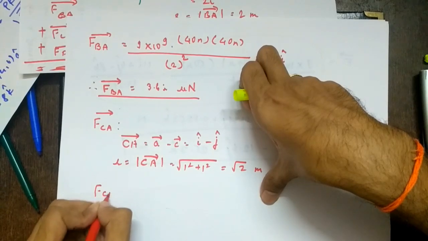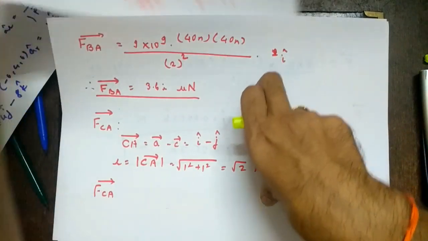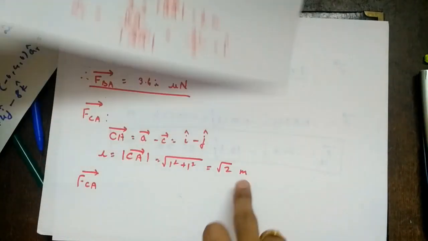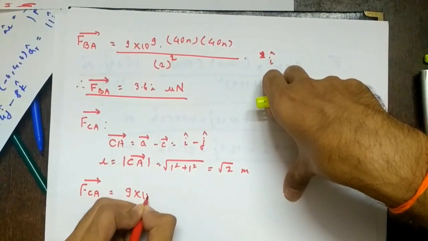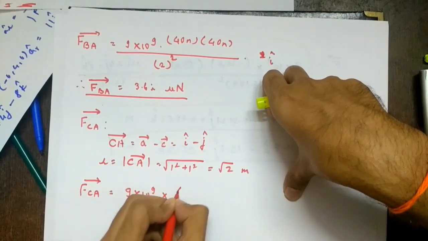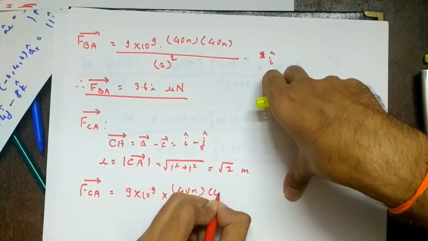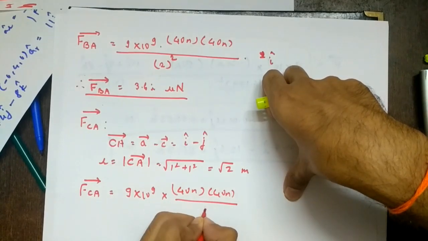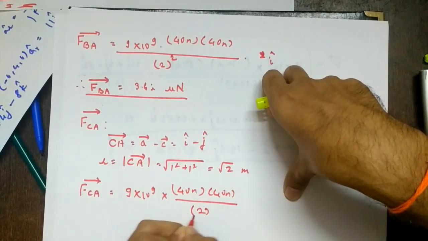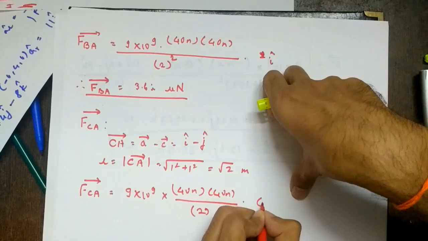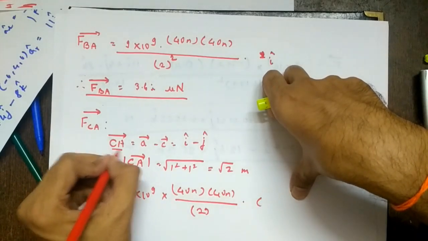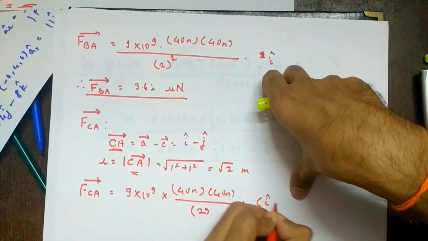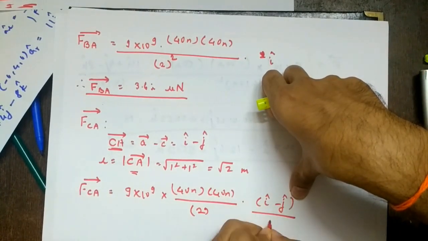So now you can find FCA vector. You have already mentioned the formula here, so no need to mention the formula again. You can directly substitute. So 9 into 10 raised to 9 into 40 nano into 40 nano upon R, which is root 2. The square will be 2, into AR cap. AR cap we haven't calculated. So what will be AR cap? This vector upon magnitude of this. So I cap minus J cap upon root 2.